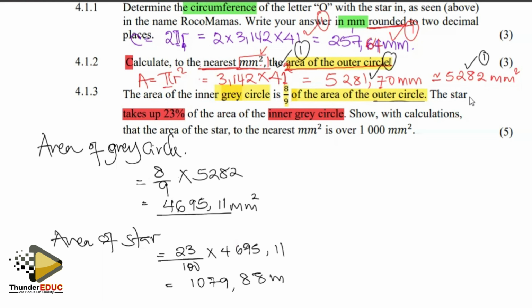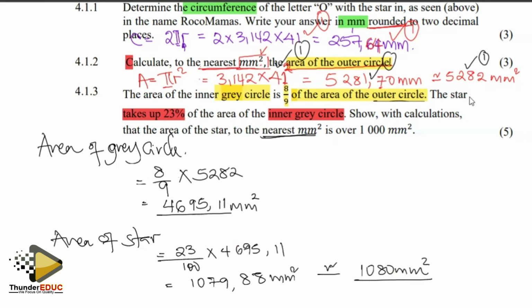1079.88 millimeters what? Squared. Now they said to the nearest millimeter squared. What comes in your head? I need to round off this to the whole number, which will give me 1080 millimeters, right? Squared. Now, what was the question?